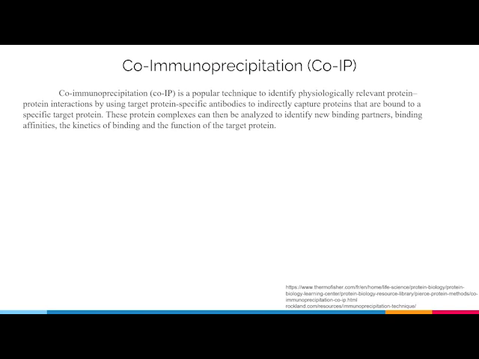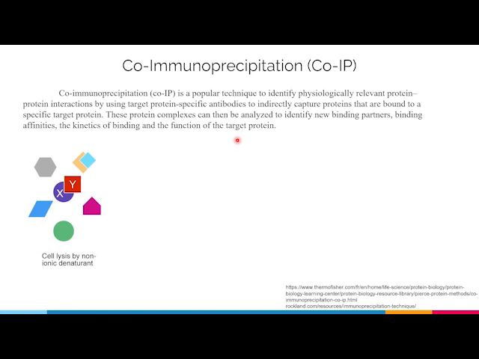Co-immunoprecipitation is a popular technique to identify physiologically relevant protein interactions by using target protein specific antibodies. Our target protein specific antibody was the anti-ACE2 antibody, to indirectly capture proteins that are bound to a specific target protein. As we saw in the drawing, we didn't know what the second protein was. It was unknown. So we do not obviously have an antibody to capture it. But we do have an antibody against ACE2. And using the anti-ACE2 antibody, we indirectly capture our required protein. These protein complexes can then be analyzed to identify new binding partners. That is what we are interested in. Binding affinities, so how strongly the proteins are bound together, kinetics of the binding, and function of the target protein.